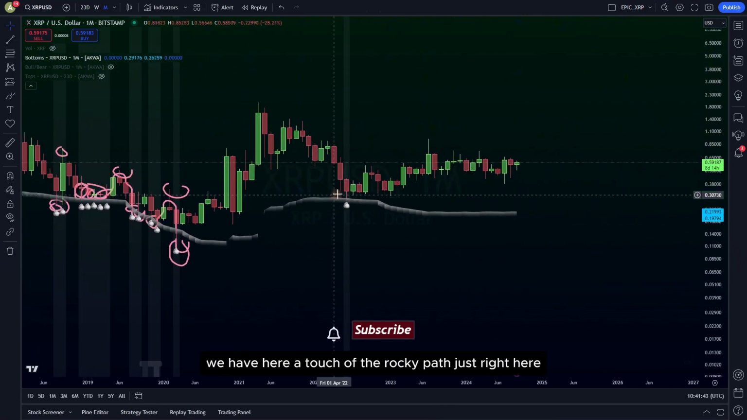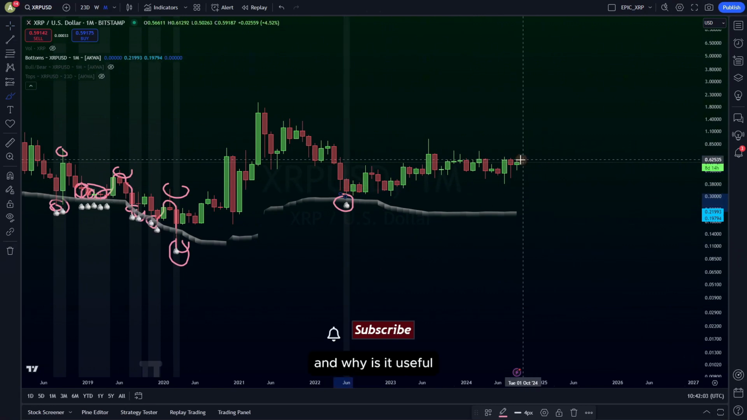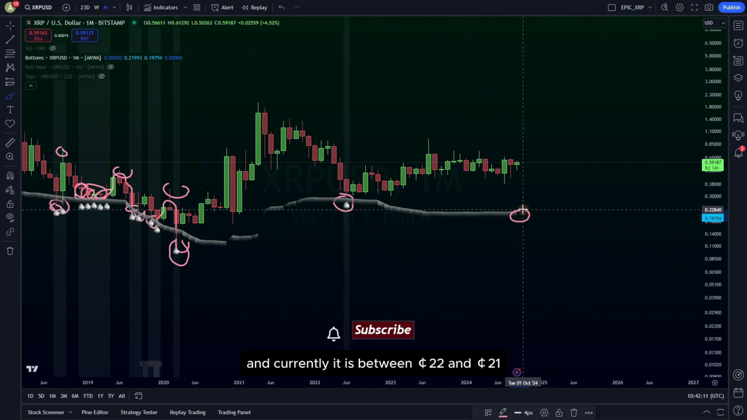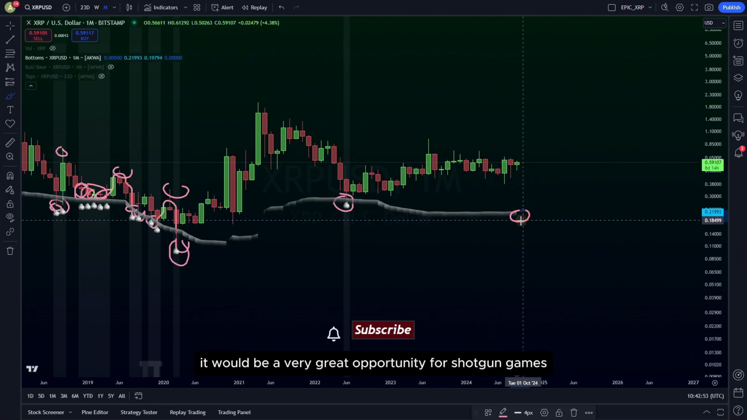More recently, we have here a touch of the rocky path, just right here, and it is our most recent bottom. And why is it useful? You know that if everything crashes, we have a very solid support at this level. And currently it is between 22 cents and 21 cents. So you know that if XRP pierces the rocky path, it would be a very great opportunity for short-term gains.